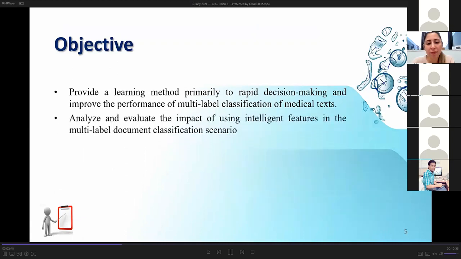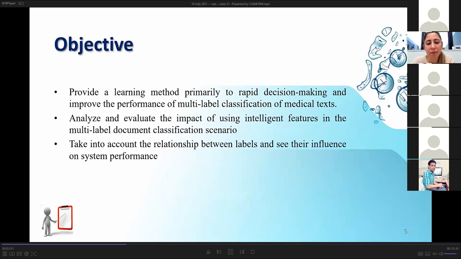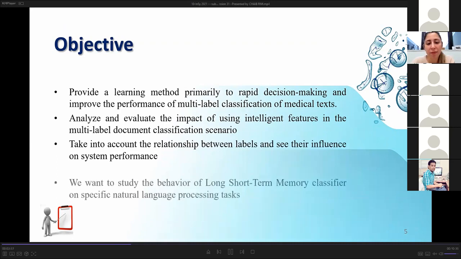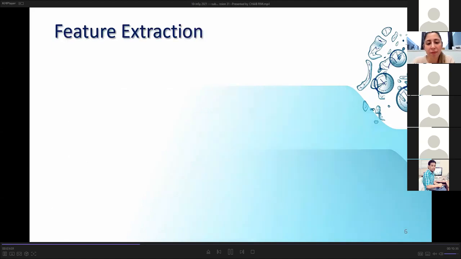We analyze and evaluate the impact of using intelligent features in the multilabel document classification scenario, and take into account the relationship between labels and see their influence on system performance. And we also want to study the behavior of the long short-term memory classifier on specific natural language processing tasks. Before detailing the proposed methodology, we define some basic concepts.